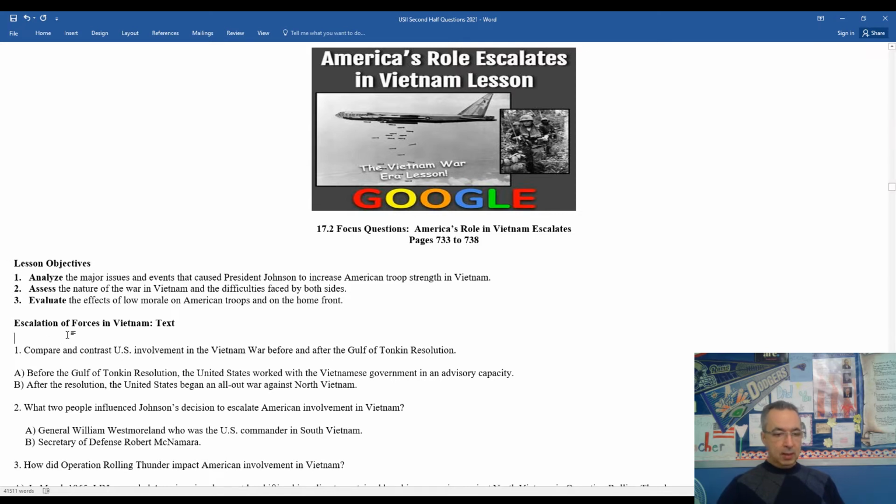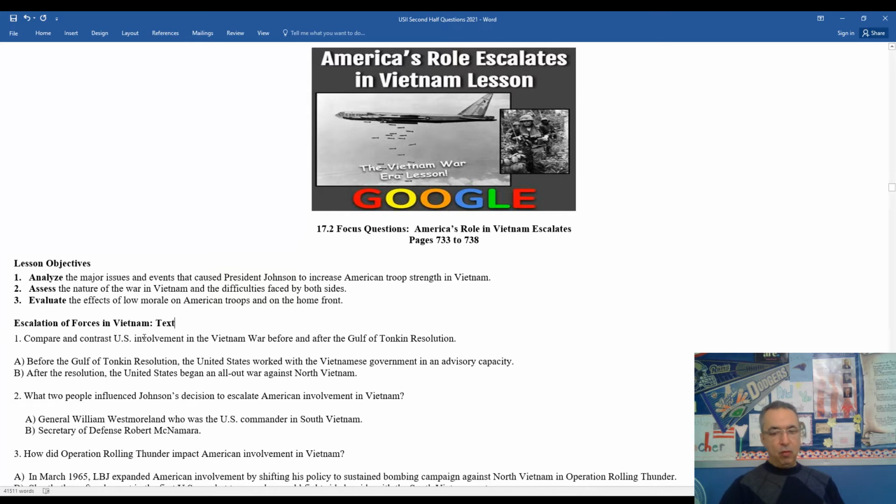Okay, one, compare and contrast American involvement in Vietnam before and after the Gulf of Tonkin Resolution. Before the Gulf of Tonkin Resolution, and for those who don't recall, in the Gulf of Tonkin, American ships were fired upon off the coast of North Vietnam. President Johnson went to Congress, and he was given by the Congress unchecked war powers with the Gulf of Tonkin Resolution, which allowed Johnson to wage war in Vietnam however he saw fit.